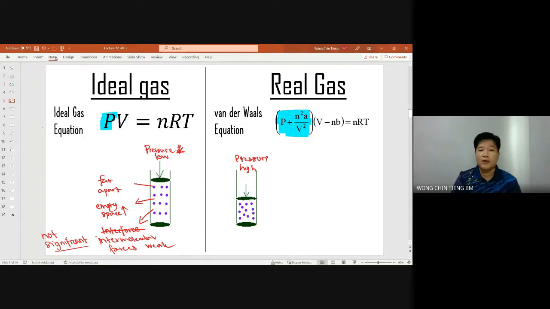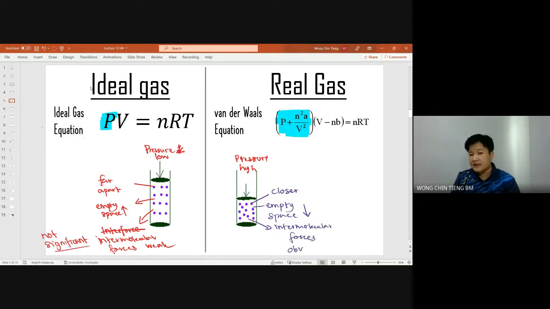Vice versa. The same thing applies when this thing is closer to each other. Bila dia closer, empty spaces decrease. Then bila empty spaces decrease, guys, the intermolecular forces, daya tarikan antara benda tu akan jadi obvious. Akan jadi significant. Dan bila jadi significant, tekanan kat sini, the pressure produced will be higher. Sebab intermolecular forces saya jadi significant, so tekanan saya akan jadi obvious kat situ. Bila tekanan saya jadi obvious kat situ, that is the reason why we have that correction. And correction kita adalah kita perlu tambah balik yang kurang tadi.